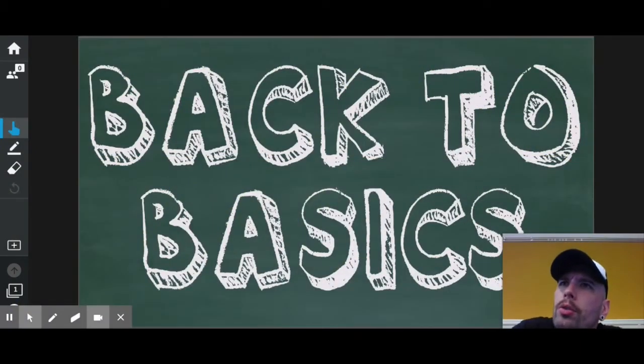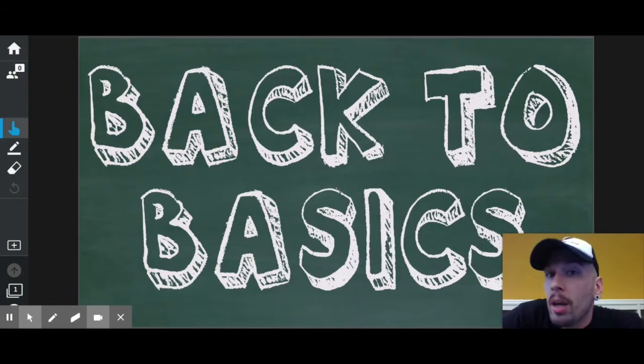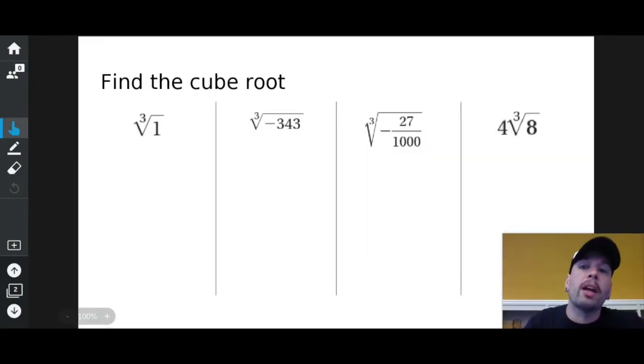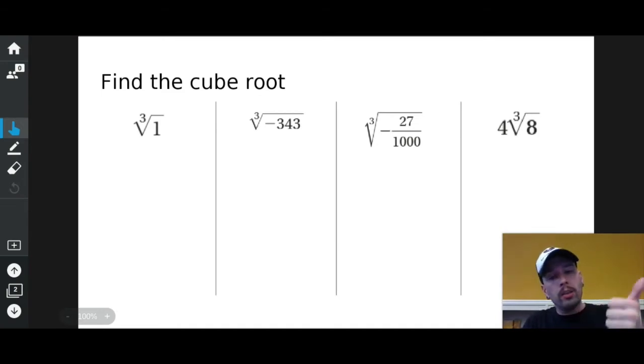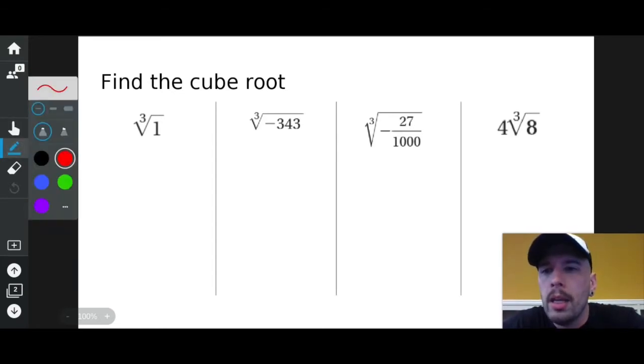Remember square roots? Square roots are like, hey, I'm going to write this little squiggly thing, and the number underneath that squiggly thing means what times itself gives you that number. Well, cube roots are the same exact thing, but you ask yourself, what times itself times itself? In other words, what times what times what is going to be 1? Well, 1 times 1 is 1 times 1 is 1 again. So the cube root of 1 is 1.